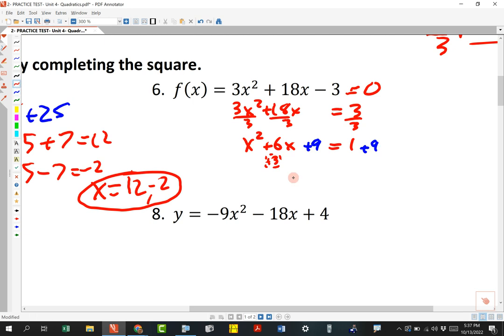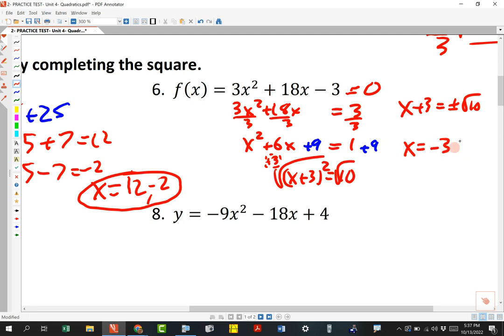So here's what I get. I get an (x + 3) quantity squared equals 10 on this side, and then I'm going to take the square root of both sides. So this gives me x + 3 equals, again, put the plus or minus on there. So I get x equals negative 3 when I move it to the other side, plus or minus radical 10. And it's just easier to leave it like that. So there's our answer on that one.